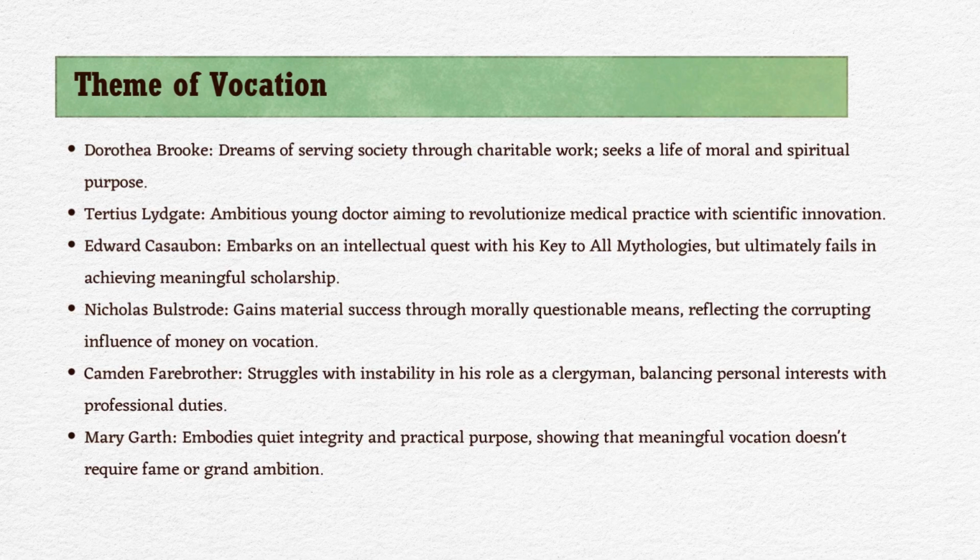In Middlemarch, Eliot shows how different characters approach this idea in very different ways. Dorothea Brooke dreams of serving society through good works. She yearns for a moral and spiritual mission, believing that true fulfillment lies in helping others. Tertius Lydgate, on the other hand, is driven by scientific ambition. He wants to bring reform to medicine and leave a lasting contribution. But Eliot doesn't romanticize these dreams. She shows how easily they are compromised.